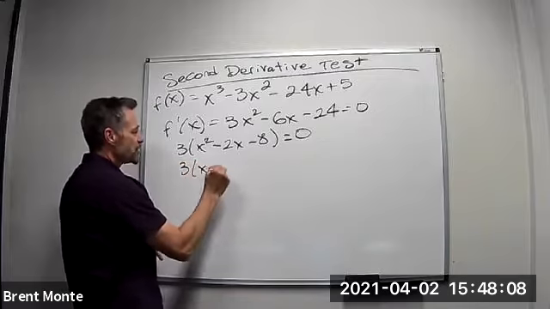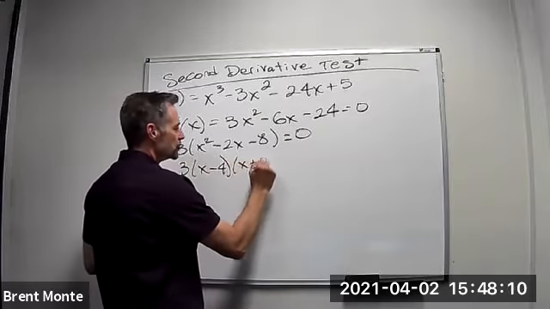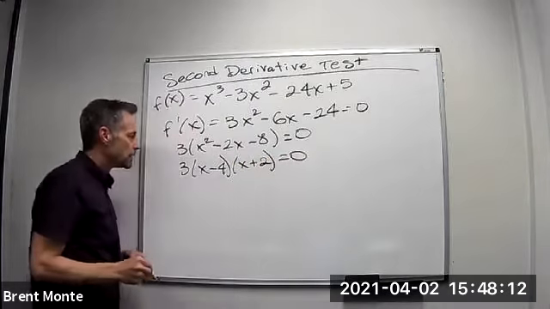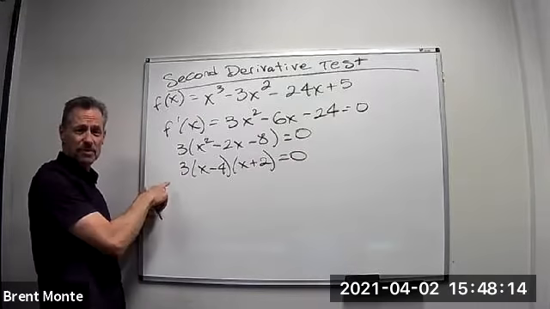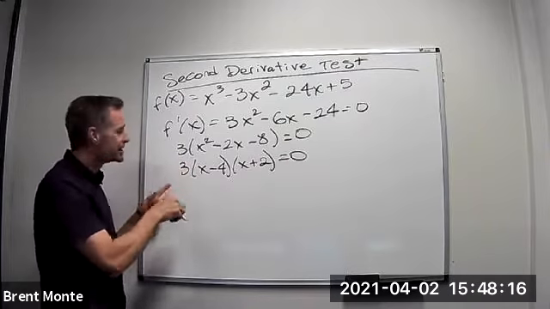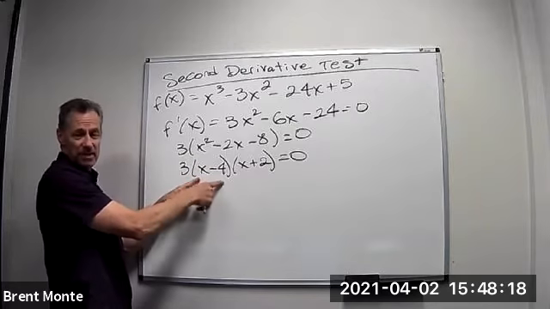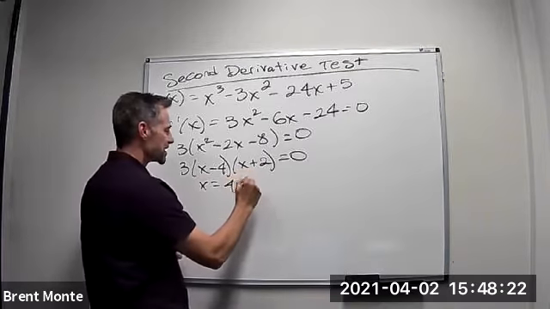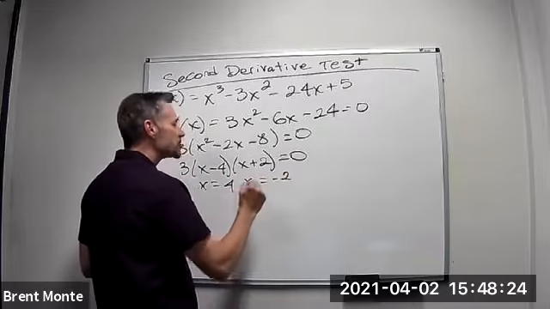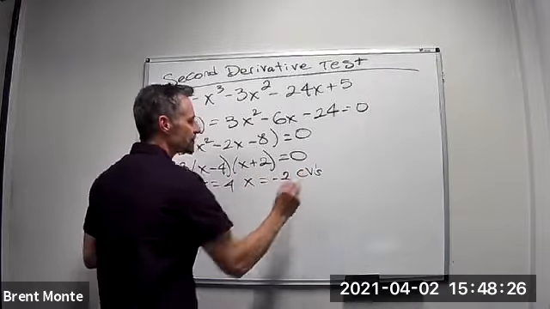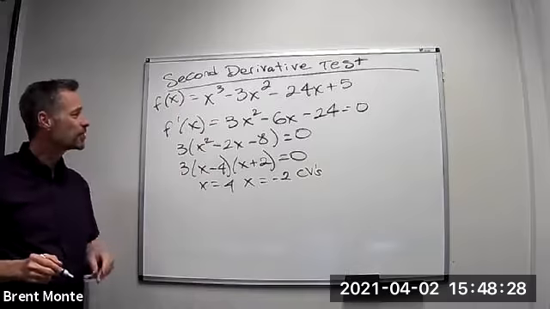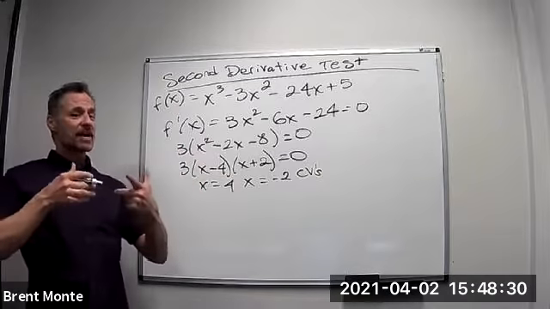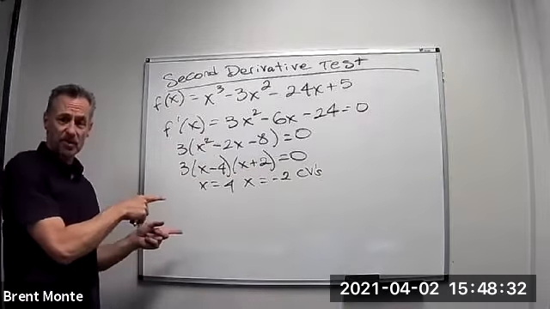That factors into (x minus 4)(x plus 2). And then we set each of those equal to 0. Of course, 3 can't equal 0, so that doesn't give me an answer. But x minus 4 equals 0 when x equals 4, and x plus 2 equals 0 when x equals negative 2. So those are my two critical values. Okay, so I've got two critical values. So if I've got a relative max or min, they have to happen at those critical values.